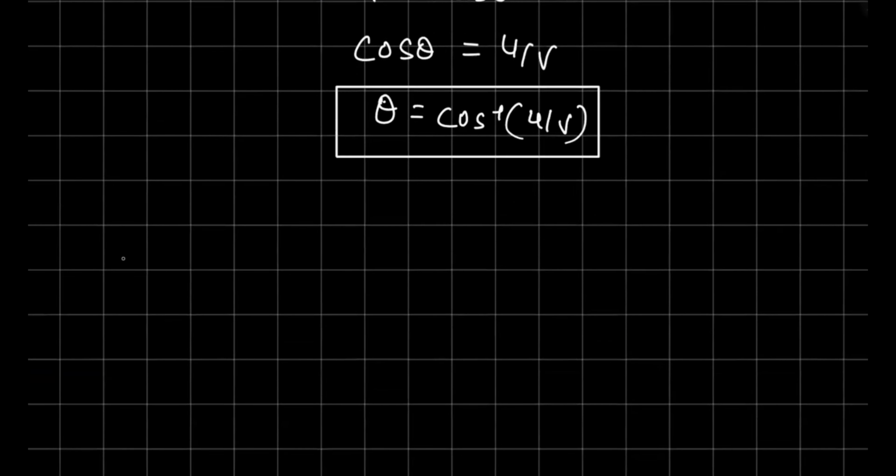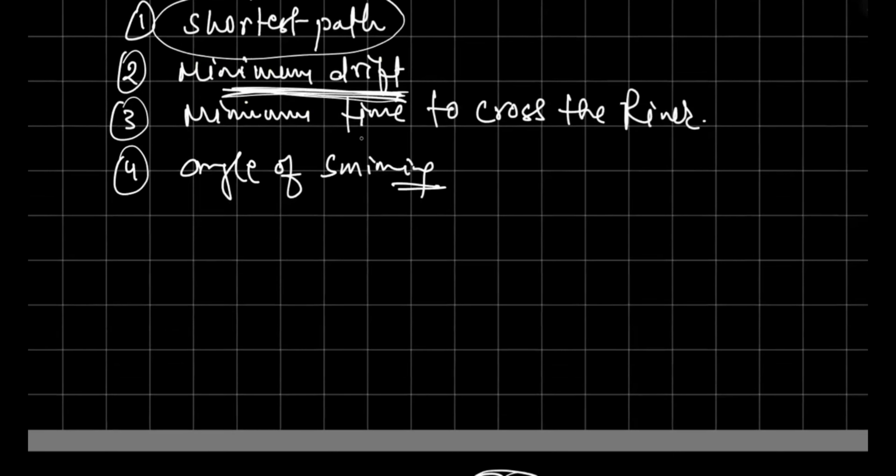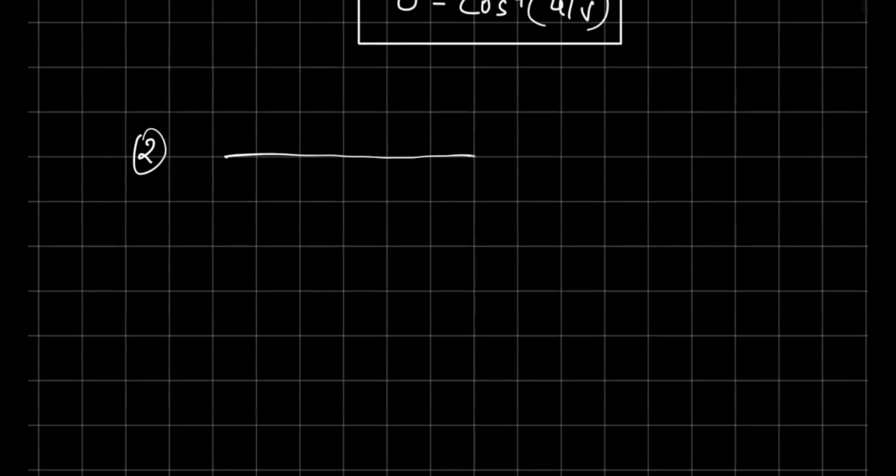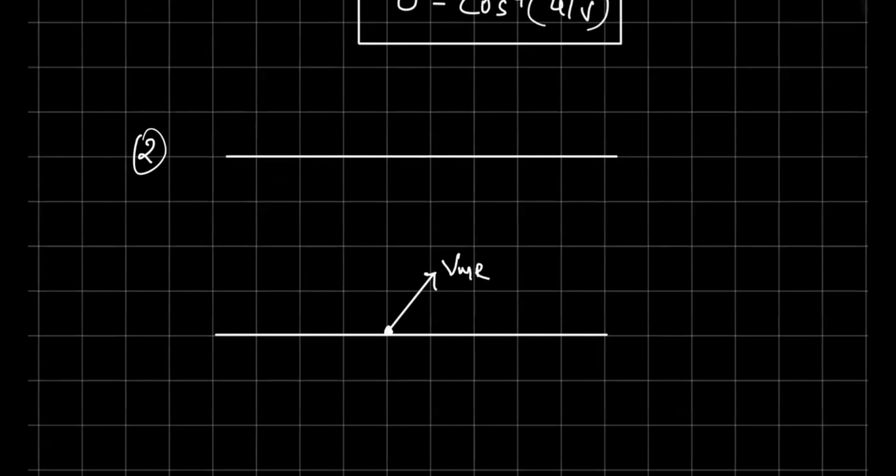Now the second thing they can ask you in the same question, the minimum time to cross the river. Now we'll see this. So suppose this is your river, and the velocity of man with respect to river, that is v, is at angle theta, and this is your velocity of river, that is equal to u. You have to tell at what angle this man should swim so he will take minimum time to cross the river.